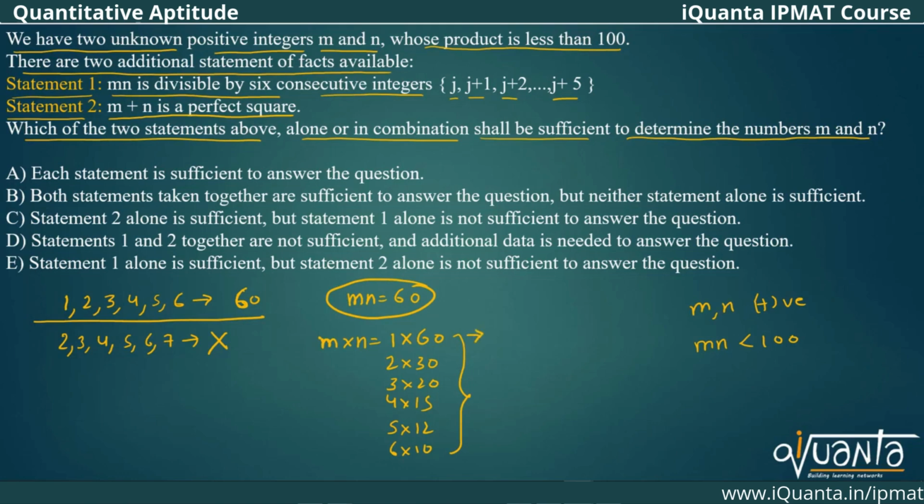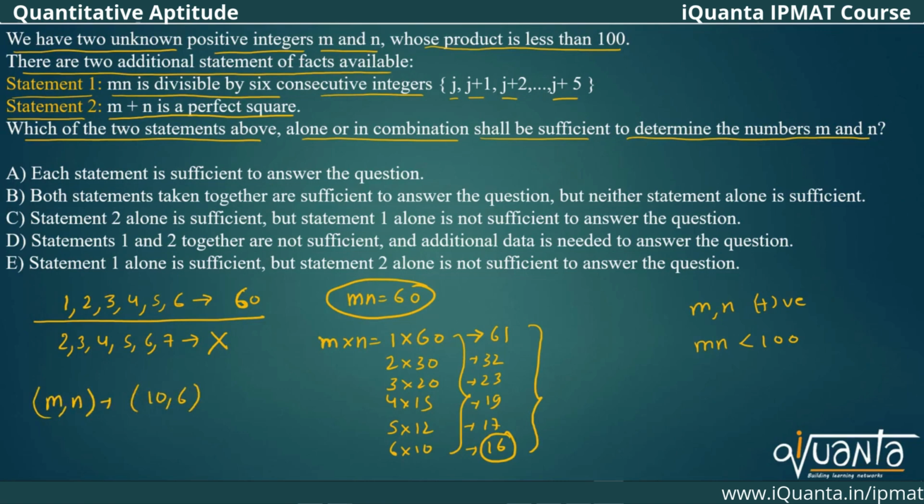If I find out the sum of m and n over here, it will be 61, 32, 23, 19, 17, and 16. So out of these 6 values, we have only 16, which is the perfect square. That means m and n can only be 10 and 6.